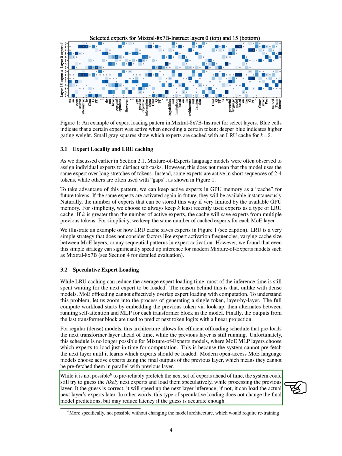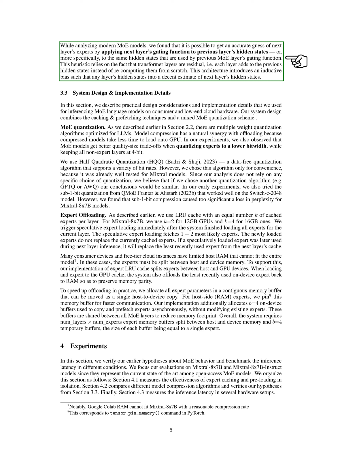While it's not possible to reliably prefetch the next set of experts ahead of time, the system could still try to guess the likely next experts and load them speculatively, while processing the previous layer. If the guess is correct, it will speed up the next layer inference. If not, it can load the actual next layer's experts later. This type of speculative loading doesn't change the final model predictions, but may reduce latency if the guess is accurate enough. We found that it's possible to get an accurate guess of the next layer's experts by applying the next layer's gating function to the previous layer's hidden states. This is because transformer layers are residual, meaning each layer adds to the previous hidden states instead of recomputing them from scratch.